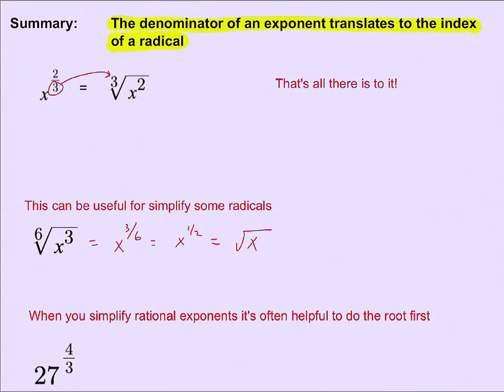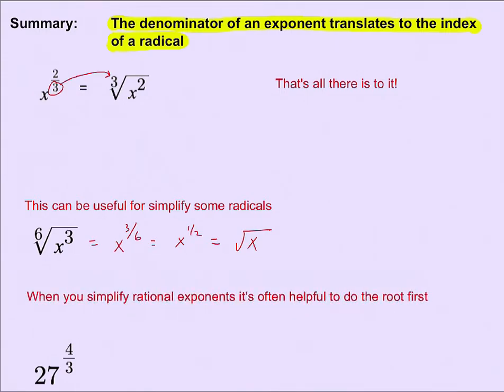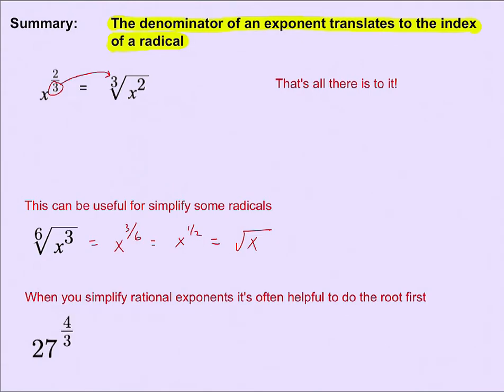So that's one way that these rational exponents are useful. Sometimes it goes the other way. Sometimes you can take a rational exponent and think of it as a radical. So 27 to the 4/3, this 3 is the same thing as the index of the radical, so the cube root of 27 to the 4th.